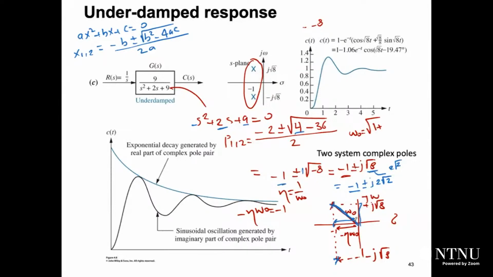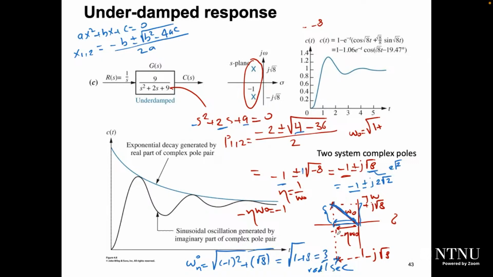In fact, it will be the square root of that part squared plus that part squared. So to get omega naught, it will be the square root of minus 1 squared plus square root of 8 squared. So it will be the square root of 1 plus 8, which is 9, so it will be 3. So we can say that the frequency is 3 radians per second, right?